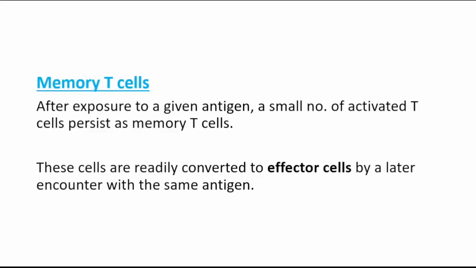These memory T cells are converted to effector cells when the same antigen enters the body for the second time. The effector cells are nothing but these helper T cells, and then the rest of the function is the same.